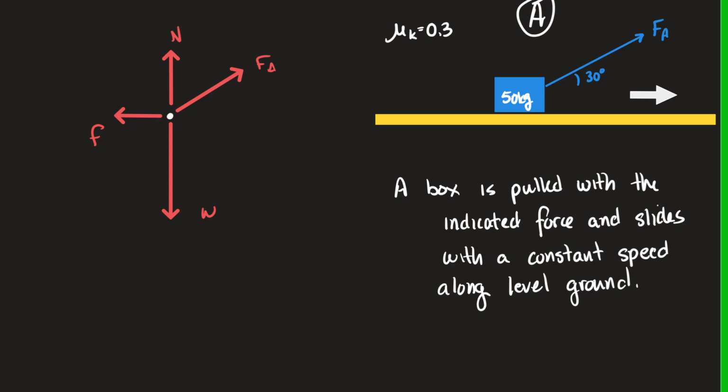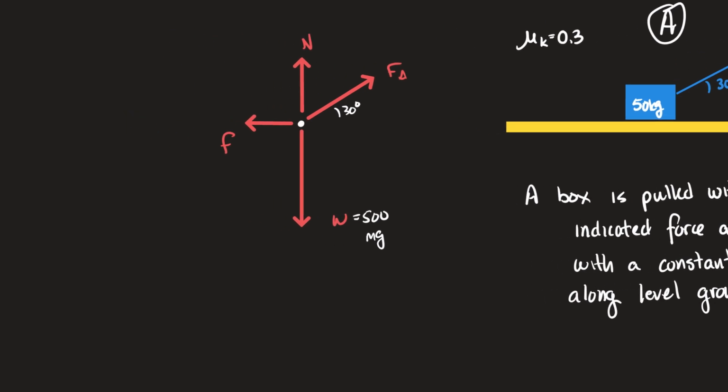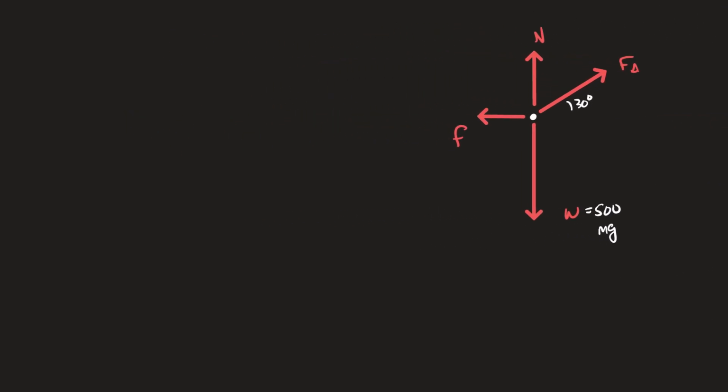All right. We were told that there's a coefficient of friction of 0.3 and a mass of 50. So that means our weight, 500 if you'd like, or mg if you'd like. We know the angle on this one was 30 degrees. So let's take our picture and apply a coordinate system.